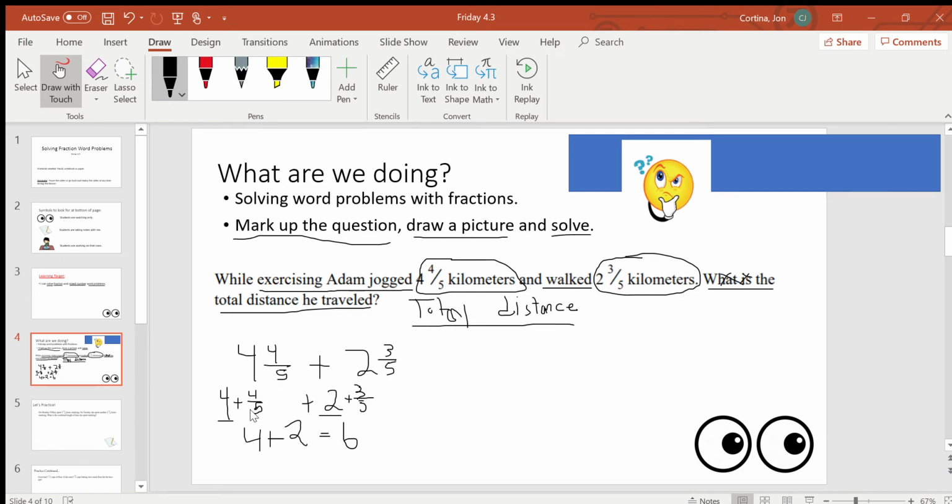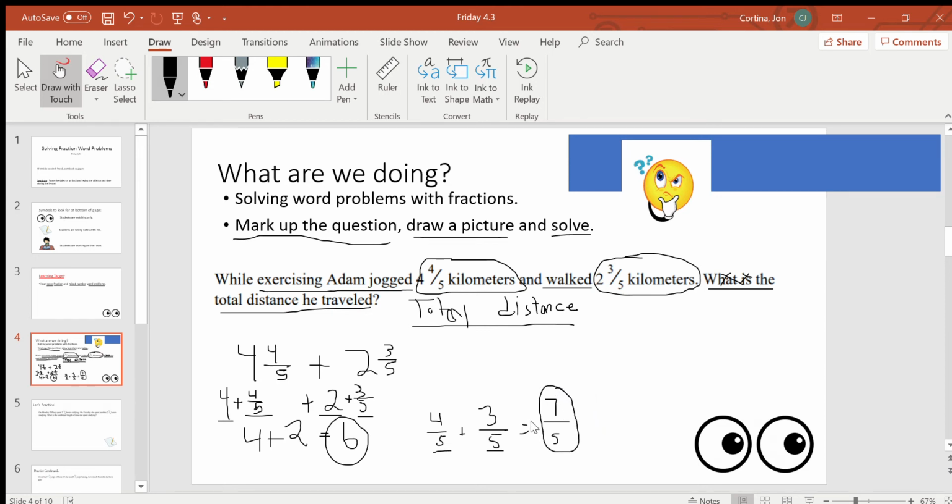Okay, now we're going to take our fractions, 4/5 and 3/5. We're still adding because we're combining the total distance. And when we add fractions with the same denominator, all we do is add the numerators. So 4 plus 3 is, that's right, 7. So we have our whole number over here, and we have our fraction over here.